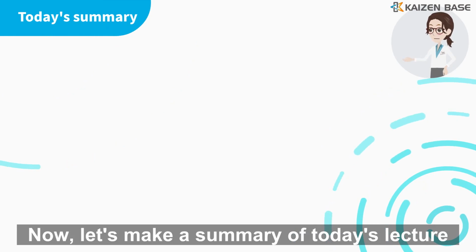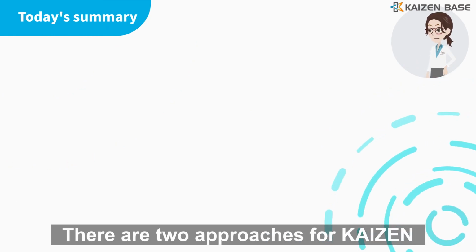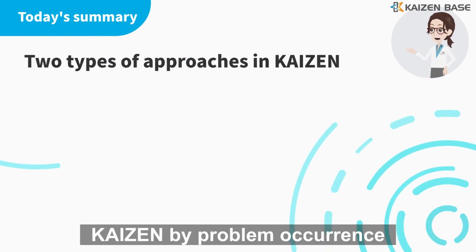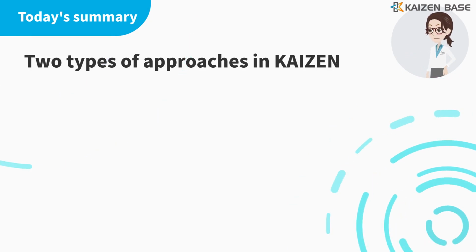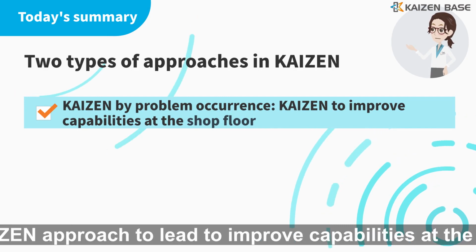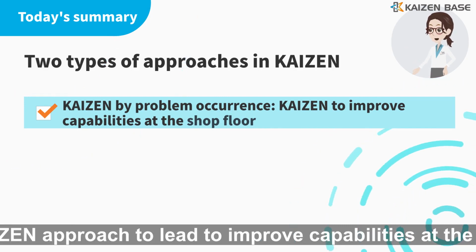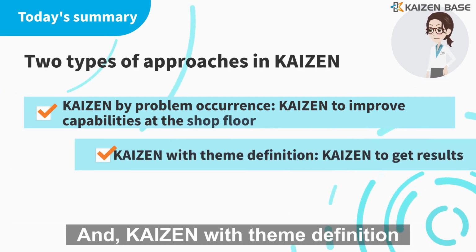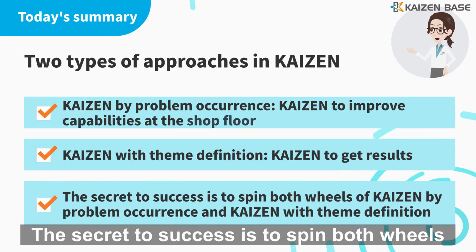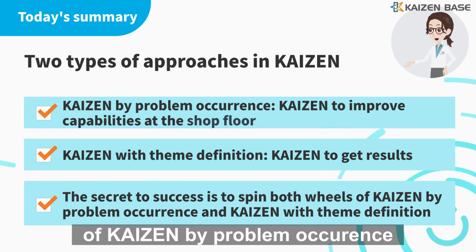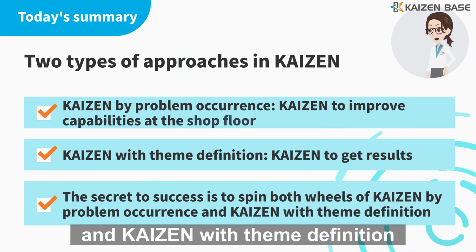Now, let's make a summary of today's lecture. There are 2 approaches for Kaizen, Kaizen by problem occurrence and Kaizen with theme definition, right? Kaizen by problem occurrence is a Kaizen approach to lead to improved capabilities at the site. And Kaizen with theme definition is the Kaizen approach to get great results. The secret to success is to spin both wheels of Kaizen by problem occurrence and Kaizen with theme definition.